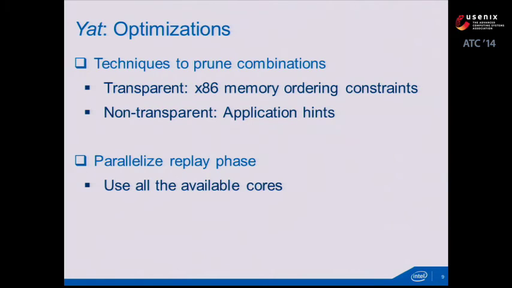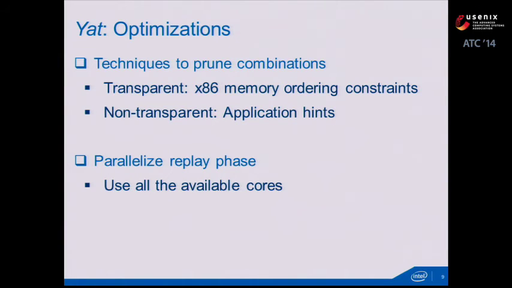In the Intel processor, it is guaranteed that the writes to the same cache line are never reordered. So when yat encounters writes to the same cache line, it makes use of the constraint, and it simply skips the reorderings for them and prunes the combination space.